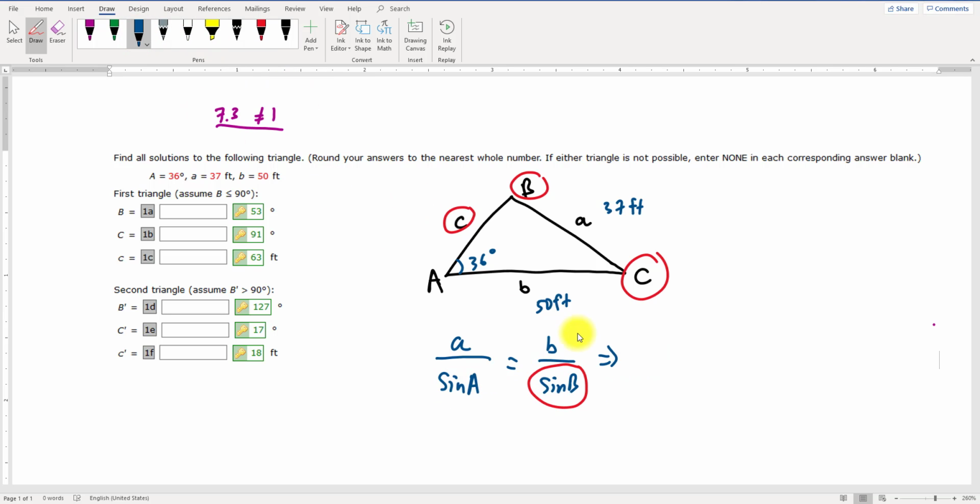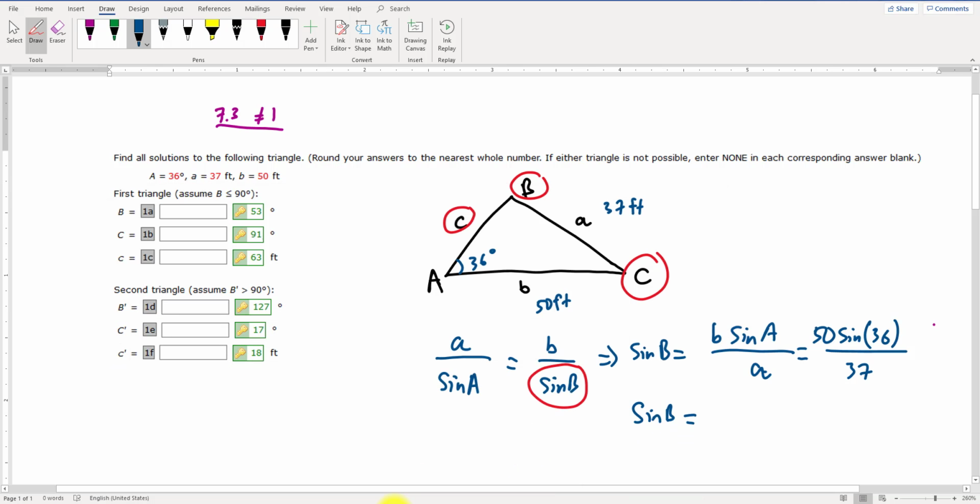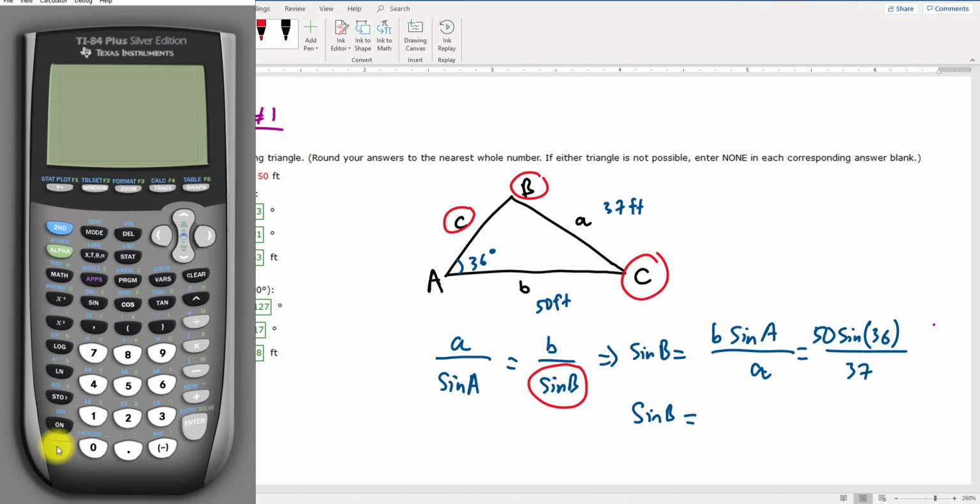So I'm going to multiply across: sine B equals b times sine A, and then divide by a. And we know that my b is given here, 50, sine A is sine of 36, divide by a, in this case 37. And if I do that, let's see what I get here: 50 sine of 36, and then divide by 37.